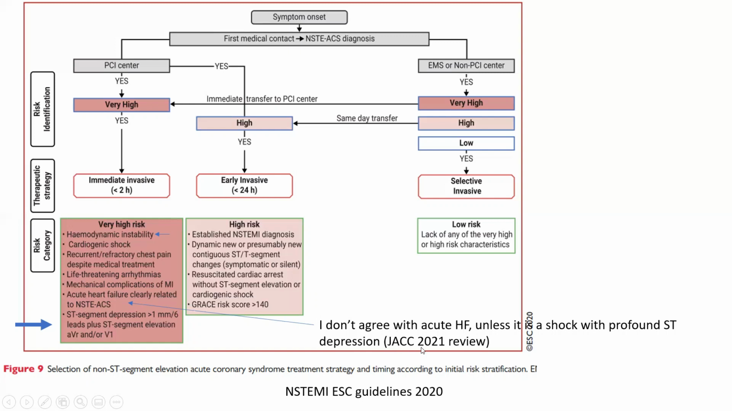And actually, JACC 2021 review doesn't agree with that. Most acute heart failure, you need to stabilize them before taking them to the cath and decompensate them during the procedure. The only acute heart failure you have to take emergently is the acute heart failure with hemodynamic collapse, or the acute heart failure that is massive, that's already intubated, with concomitant profound ST depression. So that's the only acute heart failure with profound, persistent ST depression, and requirement for ventilation or profound shock. It's the only acute heart failure that you need to take urgently, not all ischemic heart failure.